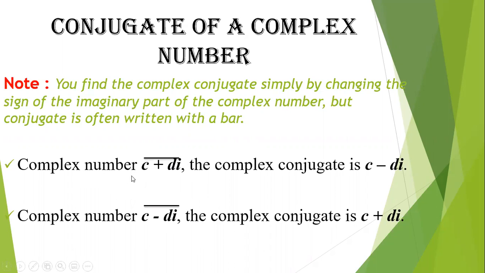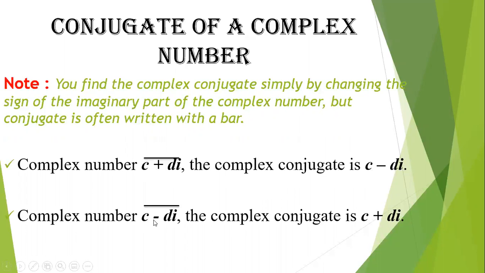So let's look at this complex number, c plus di. What is the sign of the imaginary part? The sign of the imaginary part is plus. So we change the sign to minus. So the complex conjugate of c plus di is c minus di.